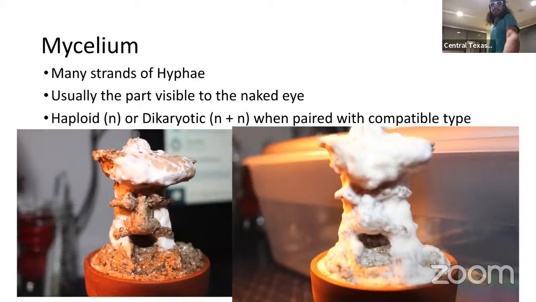But as you can see, the mycelium on this little sculpture dude has begun growing to the point where you can really see it covering the entire thing.